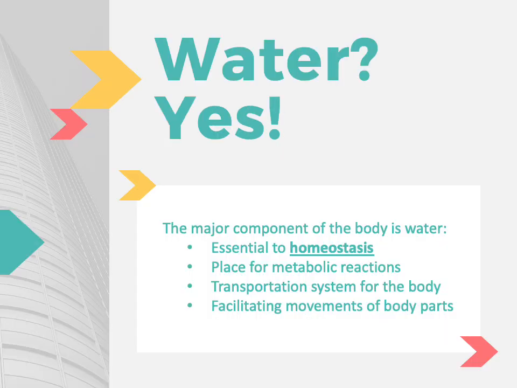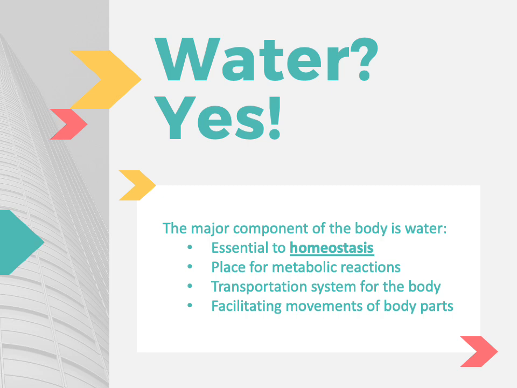So in order to start talking about fluid and electrolyte balance or imbalances, it's important to understand the concept of water. And water makes up about 60 to 70% of our bodies, and it has a very large composition. That means that water serves a very important role in our bodies. It's very essential to maintain homeostasis. It's important for metabolic actions and reactions to occur. It's important for the transportation of different proteins, molecules, and cells throughout the body, and it also helps the facilitation of movement with our body parts.